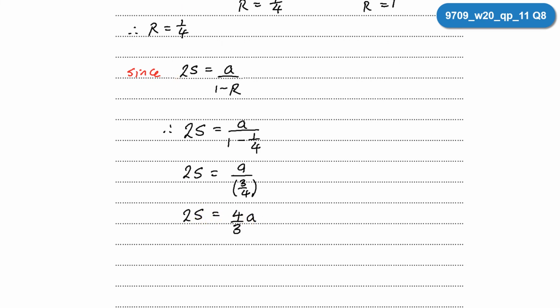So if we divide both sides by 2, then the 2s will cancel, and the 4 over 3 becomes 2 over 3. So we get S coming out as 2/3 of A eventually. So this becomes the value of S. And that's how we do it with this question here.